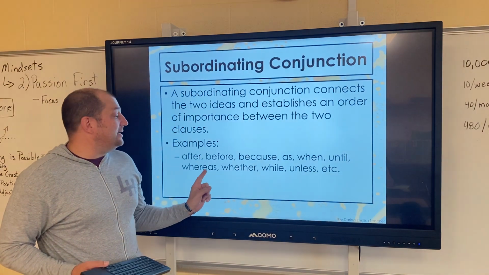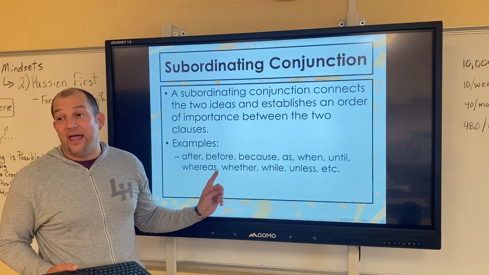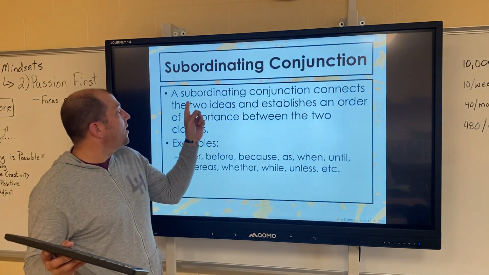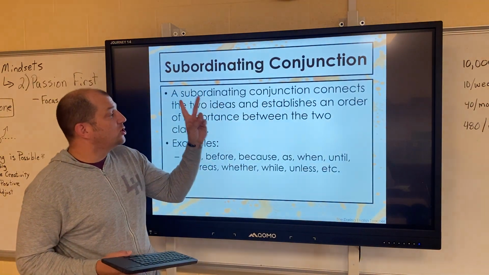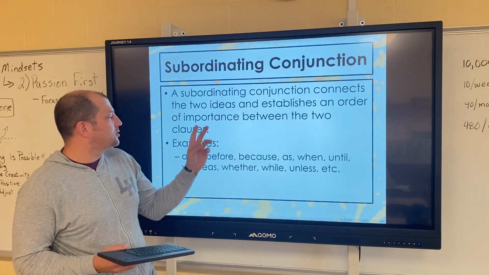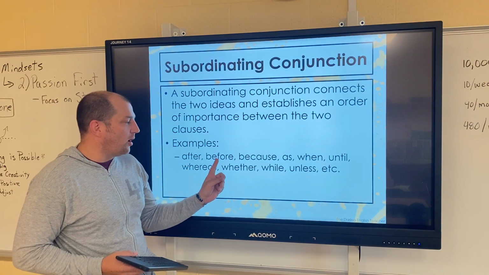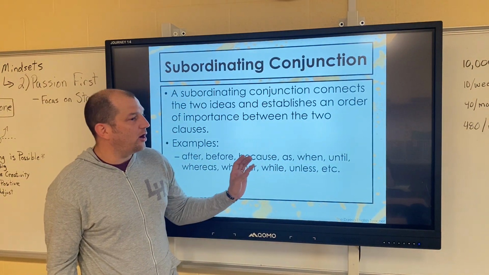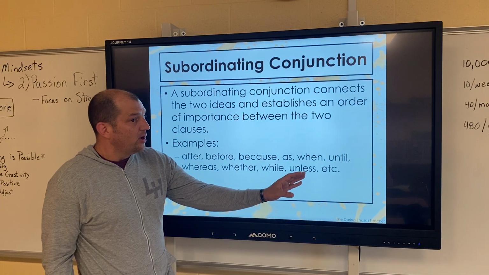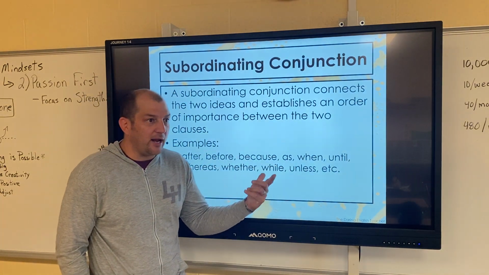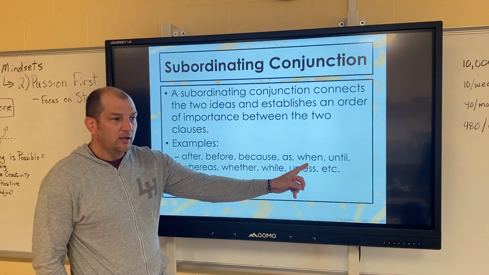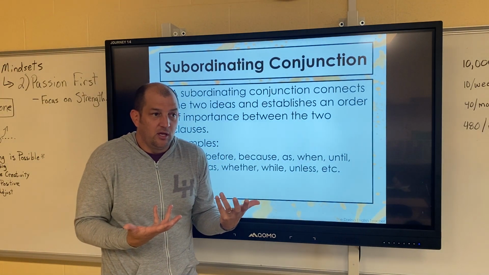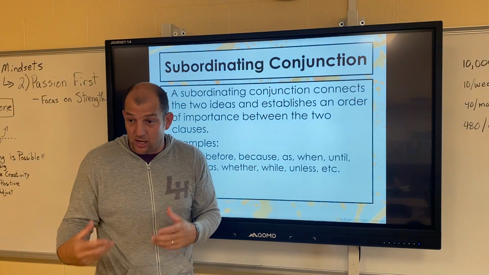If you have not written these down, you need to write these down now. A subordinating conjunction connects the two ideas and establishes an order of importance between the two clauses. After, before, because, as, when, until, whereas, whether, while, unless. There are a number of other words that fit in here. Okay? But when we say something, when the bell rings, that starts with when. That's a subordinating conjunction, and the phrase that comes after isn't really going to help us much until it's connected to something else. Yes?